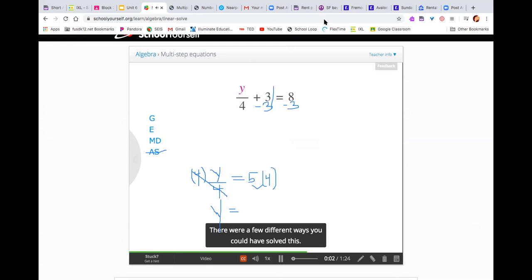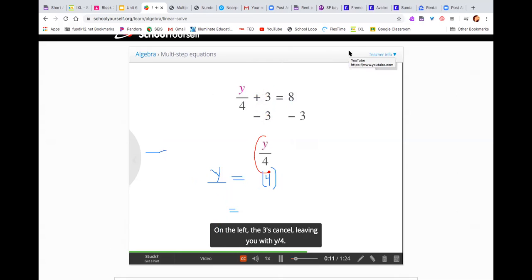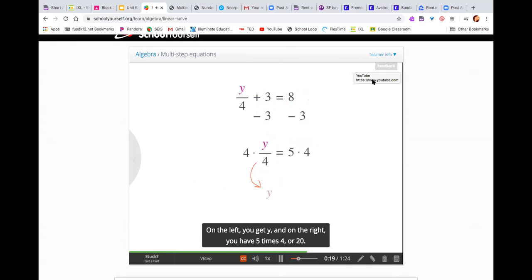Nicely done. There were a few different ways you could have solved this. One way is to first subtract 3 from both sides. On the left, the 3s cancel, leaving you with y over 4. And on the right, 8 minus 3 equals 5. Then you can multiply both sides by 4. On the left, you get y, and on the right, you have 5 times 4, or 20.